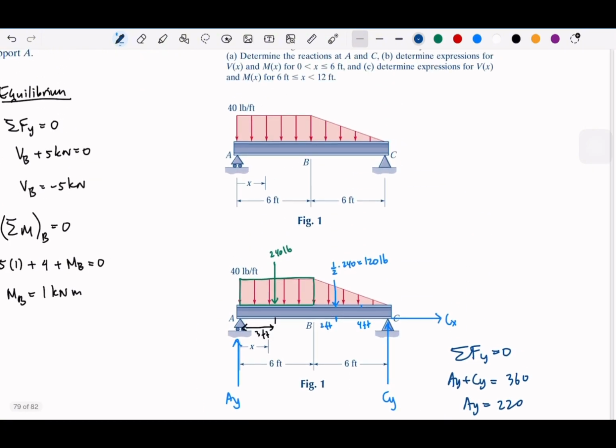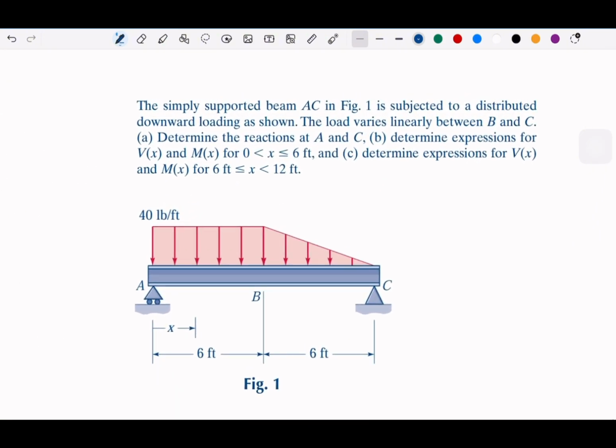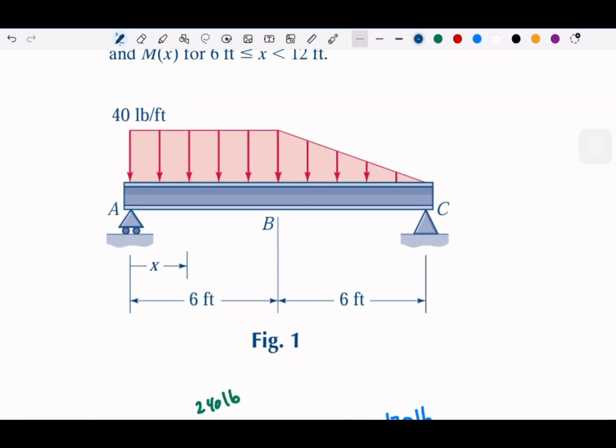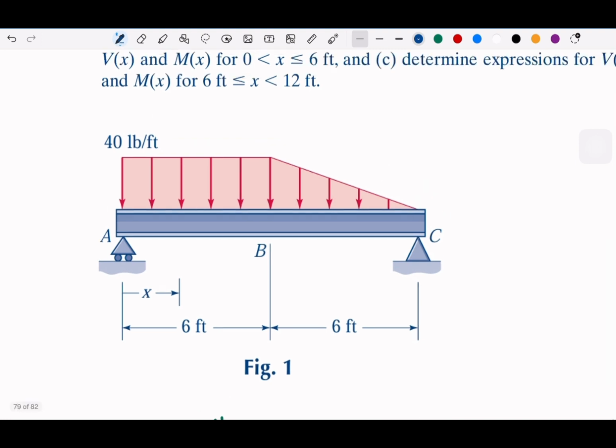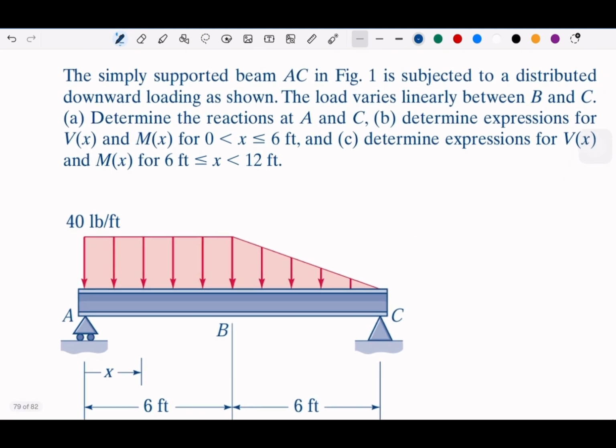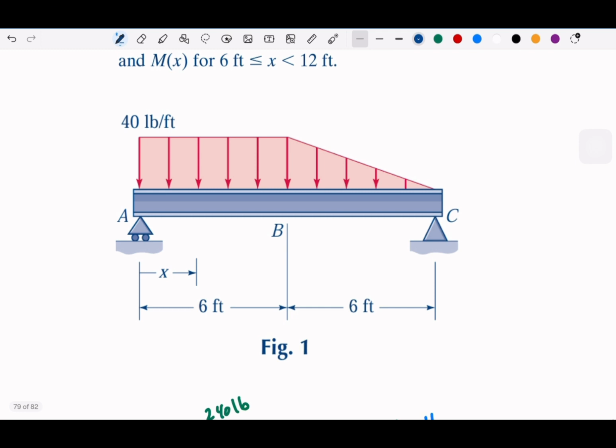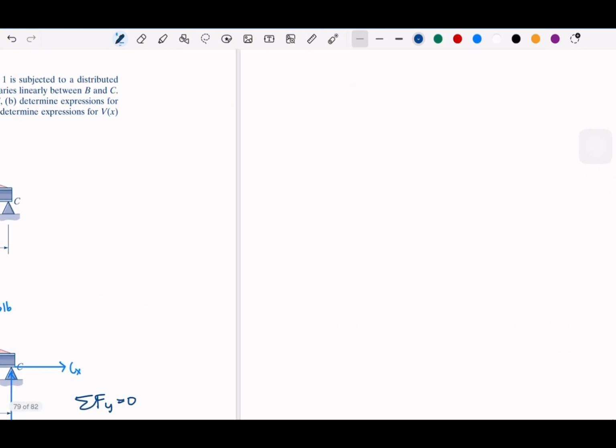And then the second question: we need to determine expressions for the shear force and bending moment in the interval 0 to 6, which means between point A and B. So what does it mean? What we need to do is change this x according to the interval. For example, this x will be between A and B.